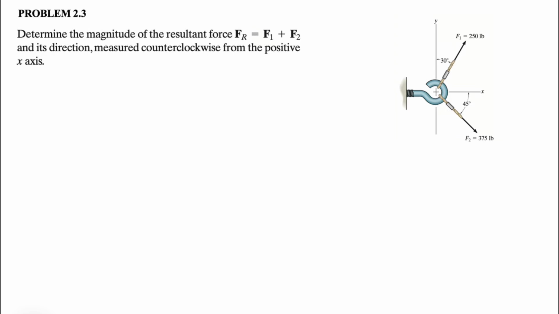We're going to be solving question 3 from chapter 2 of the Hibbeler textbook, and we need to determine the magnitude of the resultant force FR of these two forces F1 and F2, and its direction measured counterclockwise from the positive x-axis. So we're going to use the parallelogram law in order to find the resultant.